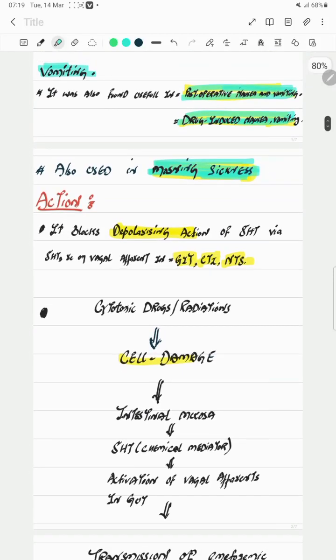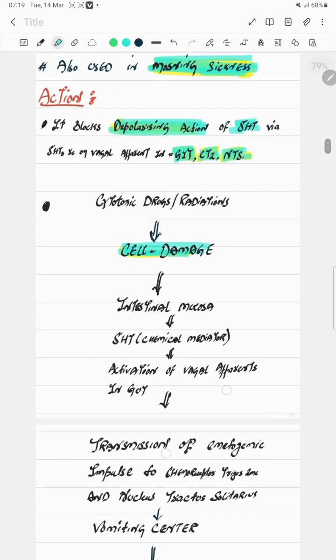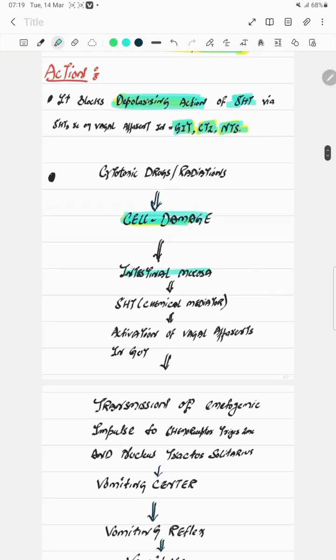Now about its mechanism of action. It blocks the depolarizing action of 5-hydroxytryptamine, or serotonin, via 5-HT3 receptors on vagal afferents, which are present in the GIT, chemoreceptor trigger zone in medulla oblongata, and nucleus tractus solitarius. Normally, cytotoxic drugs or radiations cause their action by means of cell damage, and in response to the cell damage from the intestinal mucosa, chemical mediators like 5-hydroxytryptamine are released.